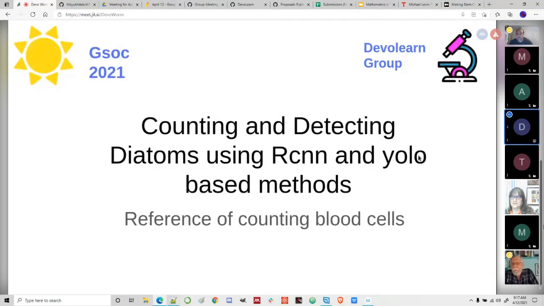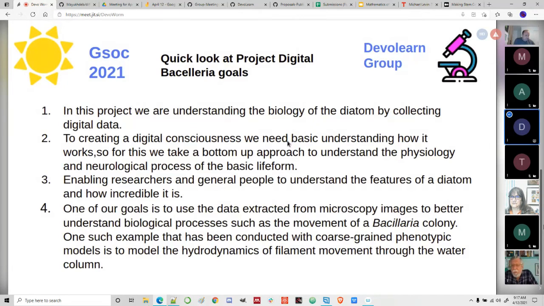Okay, so today I'm going to present a new technique and approaches to detect and count the diatoms using some RCNN and YOLO-based methods, which I got the reference from counting blood cells. There are some papers which demonstrate how you can count white cells and platelets, everything using this kind of technique. So now take a quick look at the project Digital Bacillaria goals.